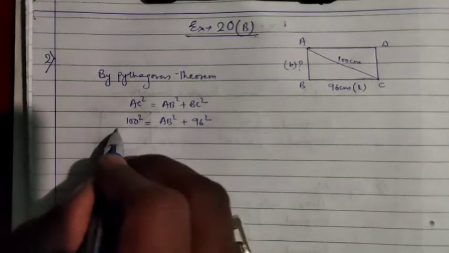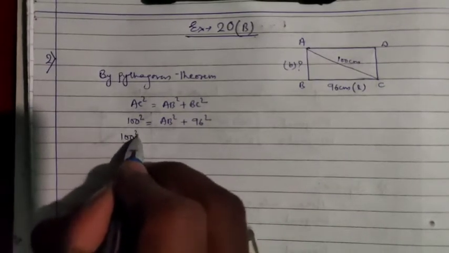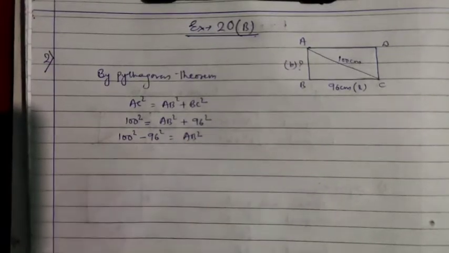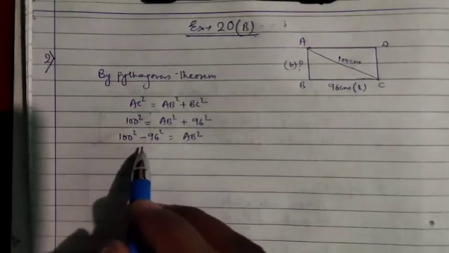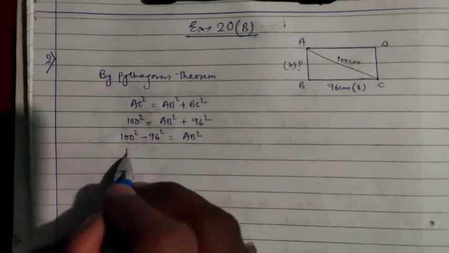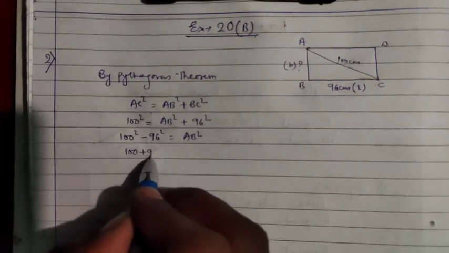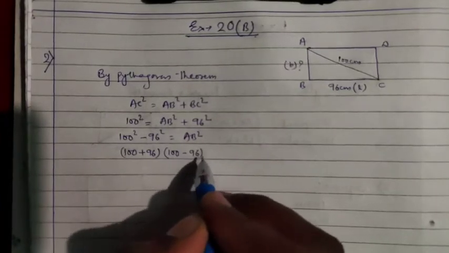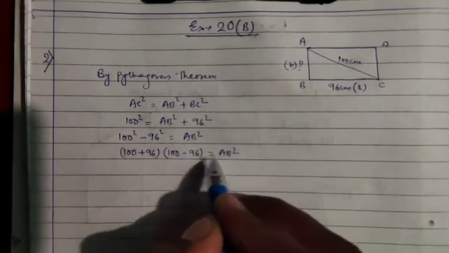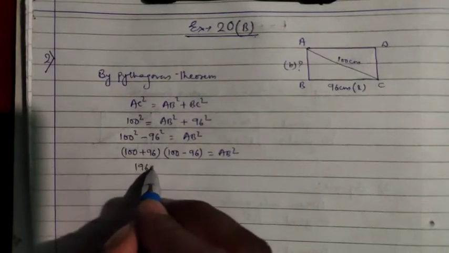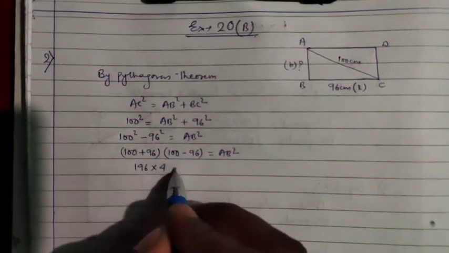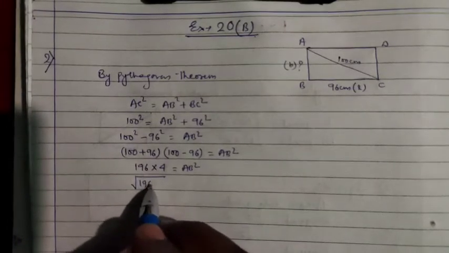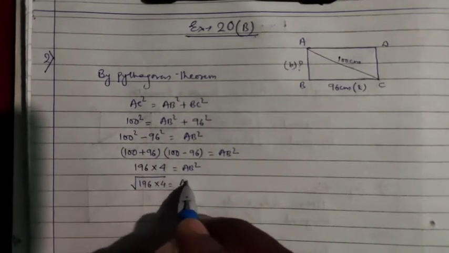Simply we are sending this 96 square to the left hand side. 100 square minus 96 square is equal to AB square. I am directly using a formula, that is A square minus B square is equal to A plus B multiplied by A minus B, is equal to AB square. A plus B will be 196, into A minus B, which will be 4, is equal to AB square. Under root 196 into 4 is equal to AB.